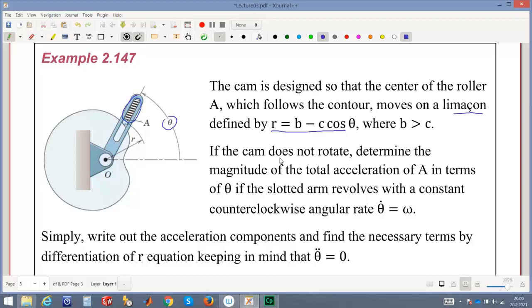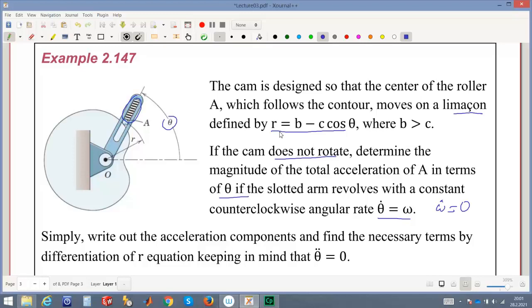The cam does not rotate, that's what we said. What rotates is the slot, and the magnitude of the total acceleration is asked for a, which is the pin over here, in terms of theta, if the slotted arm revolves with a constant clockwise angular rate of theta dot, which is called omega, and then as a result of that, omega dot is equal to 0. Okay, so that's what we need to keep in mind.